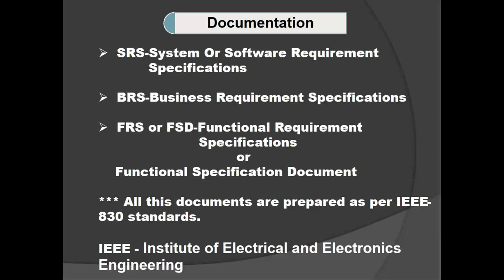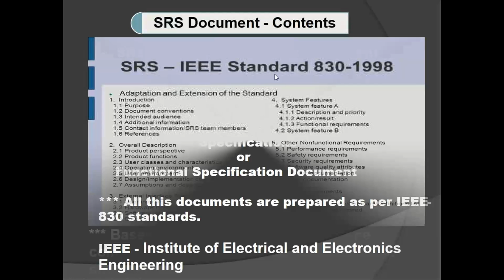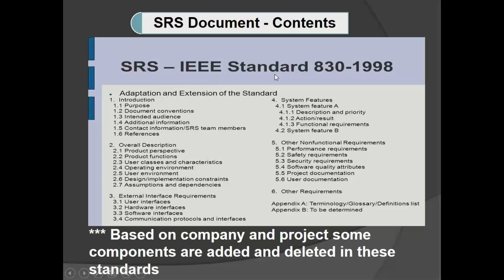Okay. So in this way, we have a particular standard. Let me show you what IEEE 830 contains. Whenever you are preparing functional or development documents, you are going to include these sections and subsections which are specified by IEEE 830.